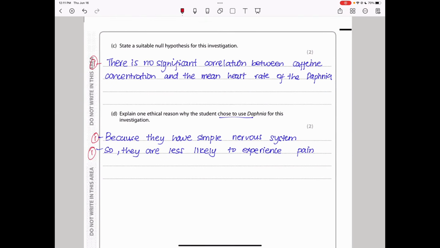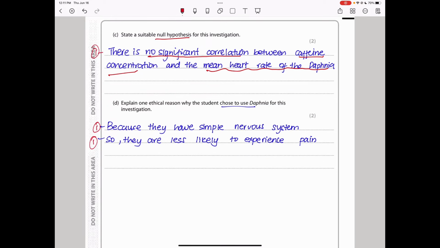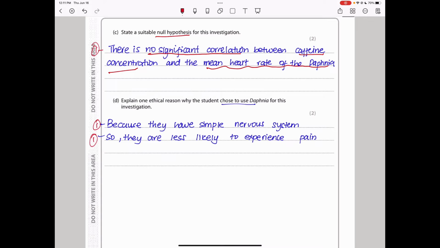The next part says, state a suitable null hypothesis for this investigation. Remember this investigation, we are trying to see if the mean heart rate is actually increased when the caffeine concentration increases. So the null hypothesis should be there is no significant correlation between the caffeine concentration and the mean heart rate of Daphnia. No correlation. And the next part says explain one ethical reason why the student chose to use Daphnia for this investigation.